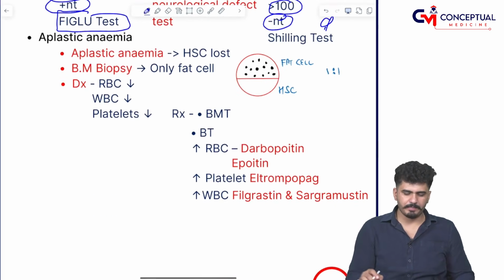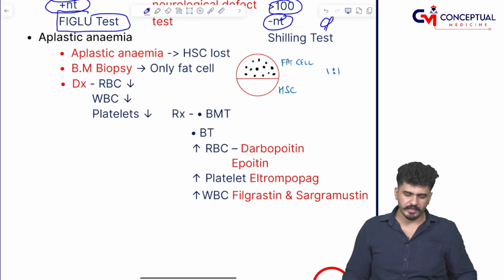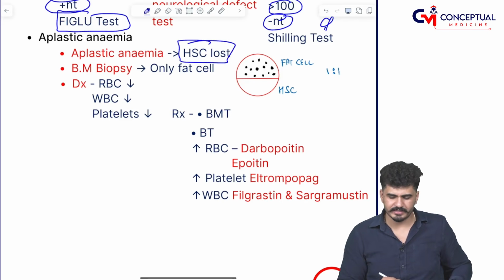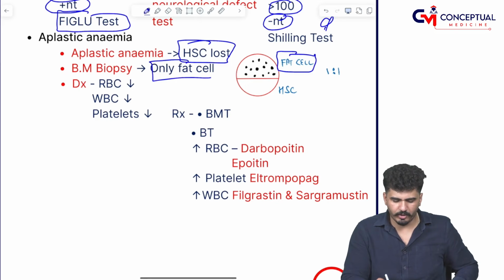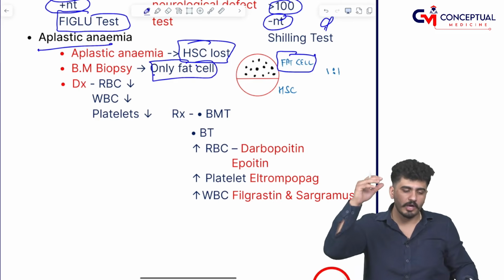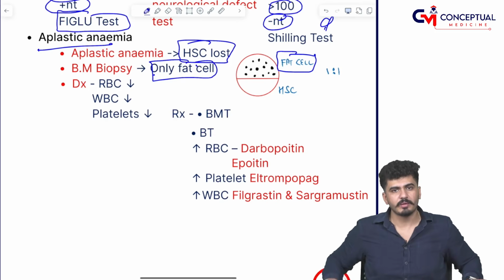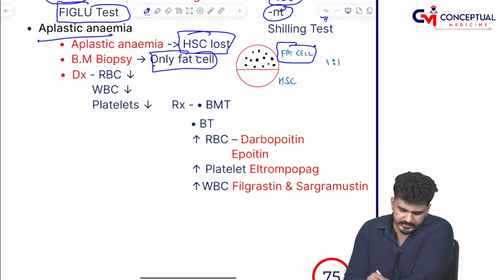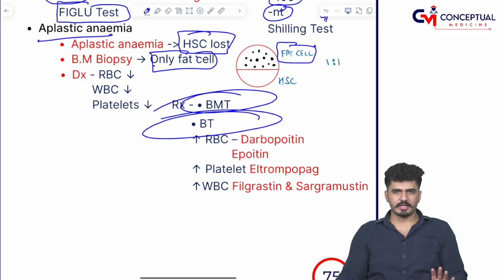Now the last one is aplastic anemia. My dear friends, in aplastic anemia the hematopoietic stem cells are lost. And if hematopoietic stem cells are lost, you are going to see only fat cells. If fat cells are dominating, that means aplastic anemia, in which RBC, WBC and platelets all three are less. When all three are reduced, remember how you are going to treat. If RBC are less, first of all drug treatment, otherwise bone marrow transplant and blood transfusion is another method.